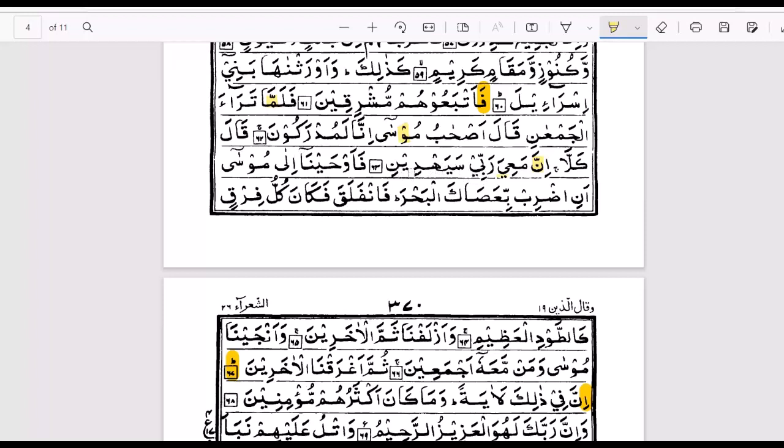MashaAllah, well done. That was very well read. Just to remind you of a few rules, again over here, this is a noon mushaddad. So remember, you have to make a ghunna sound and prolong it for 2 seconds. Inna. And over here, because there is only a short vowel, this is a fatha on top of ya. So you only have to prolong it for 1 second, ma'iya, and not more than that.